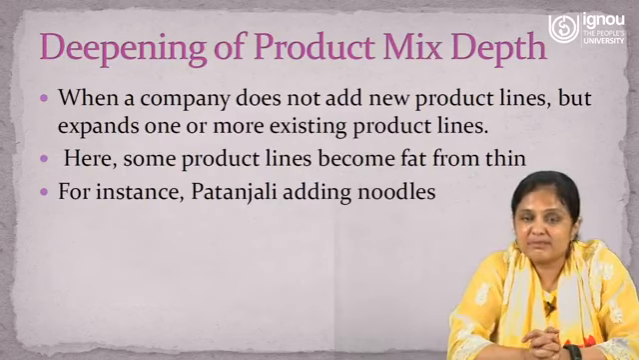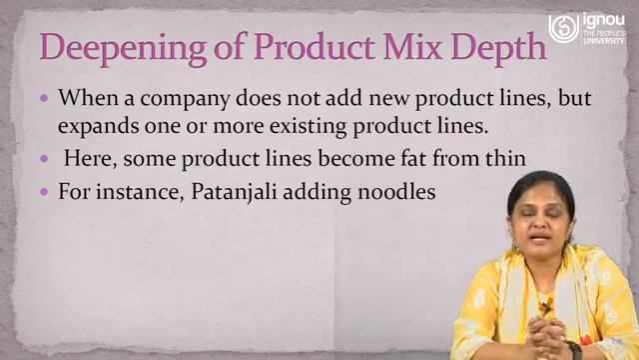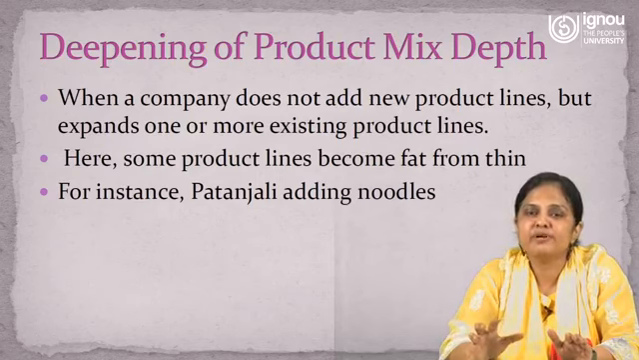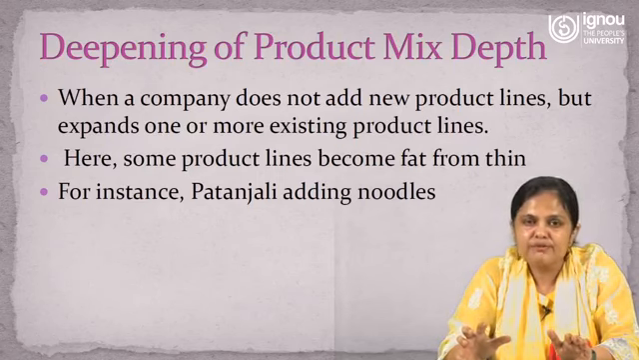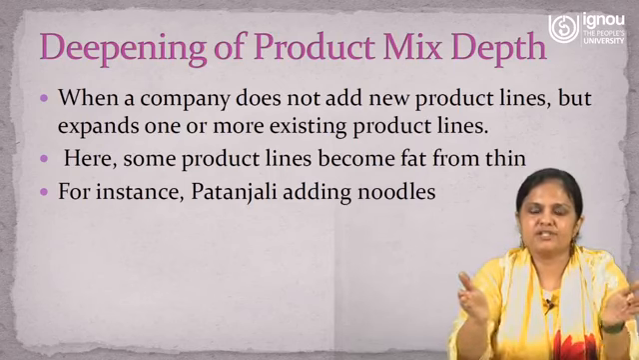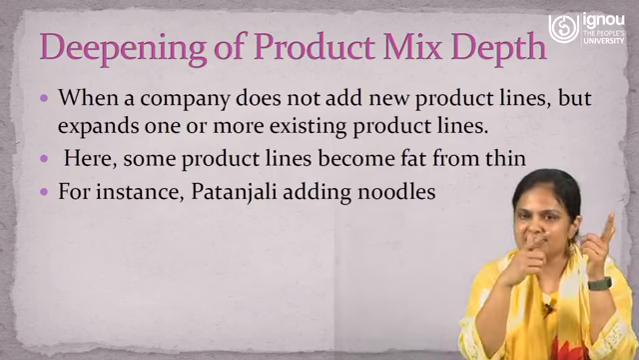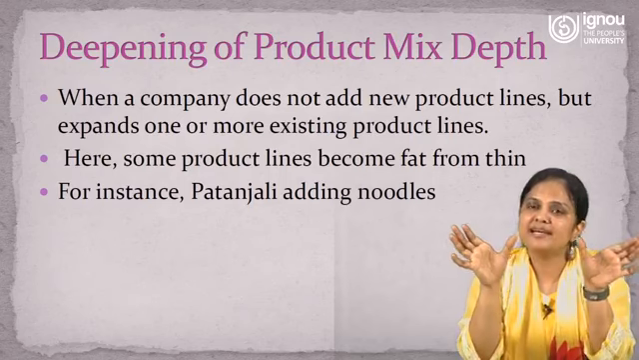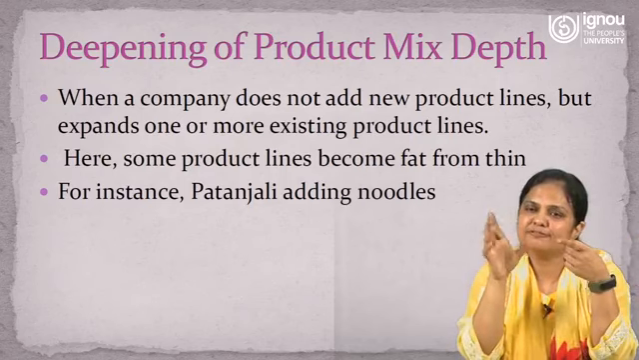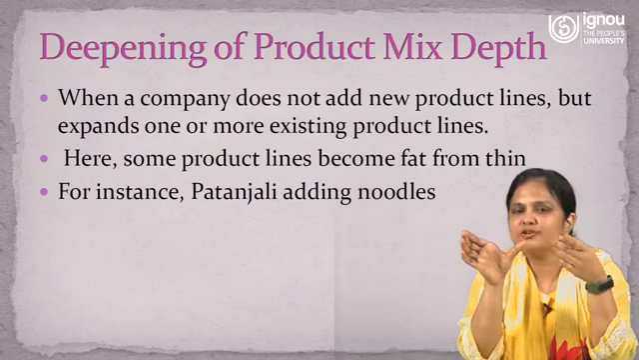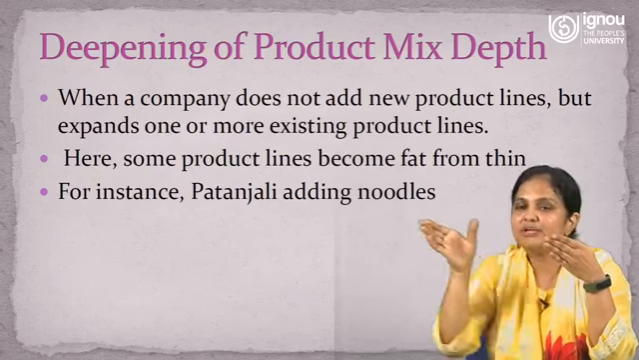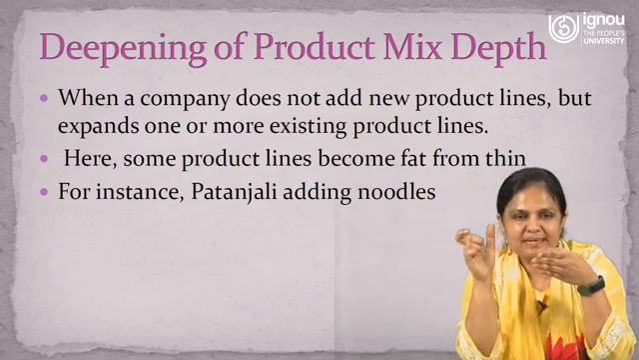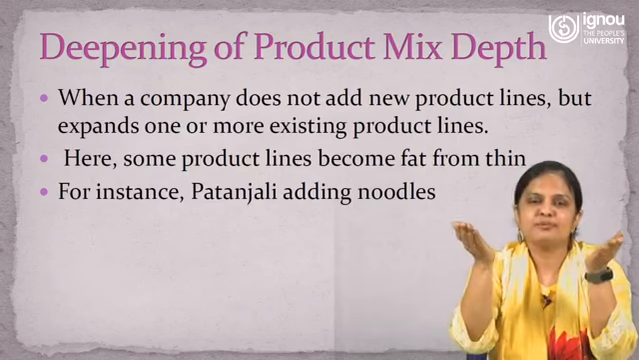Now what is deepening of product mix depth? When a company does not add new product lines but expands one or more existing product lines, it becomes deepening of product mix depth. What we are trying to do is expand the product lines which are already there. As we discussed when we covered the dimensions of product mix, depth is the number of products in a product line. For example, in one product line there were 4 variants or 4 products, so the depth of the product line was 4. Now if the company wants to add 2 more products in the same product line, this is called deepening of product mix depth. We are increasing the depth of the product line, right.